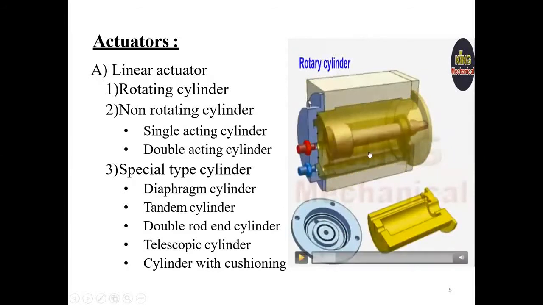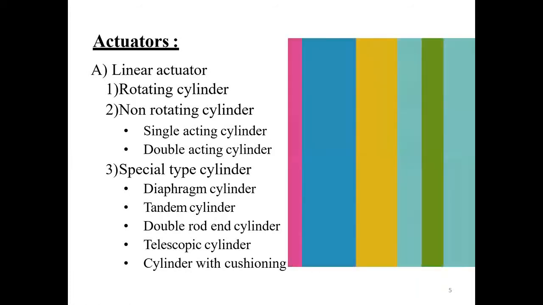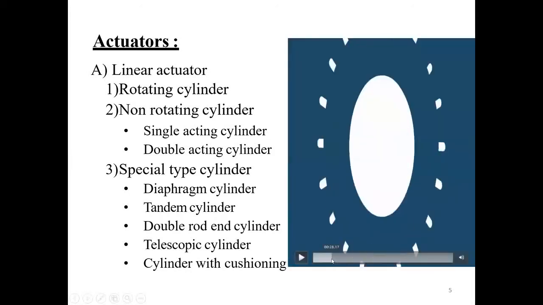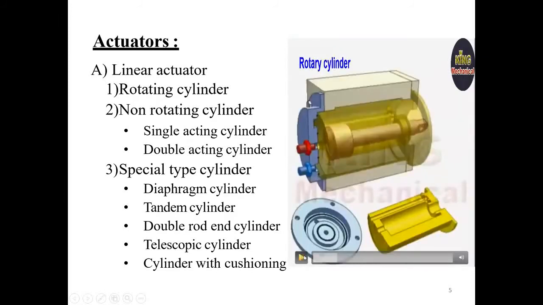So here you can see the cylinder is rotating, but it produces linear motion. That's why we name it a rotating cylinder linear actuator. And what is the rotary actuator? I will show you on the next slide. The only concept is, just see this rotating cylinder, and through this rotating cylinder, this piston travels in a linear way. That's why we name it a rotating cylinder linear actuator.